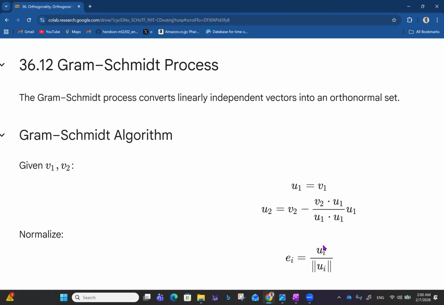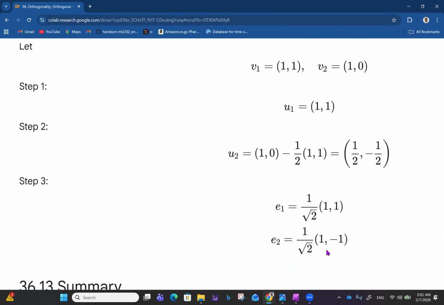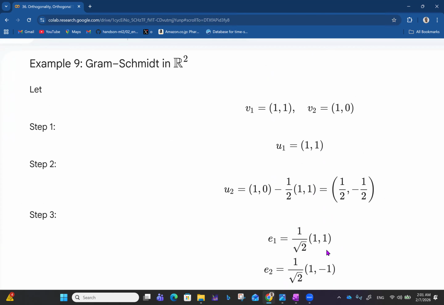Okay. So you can normalize this u2 now. So that'll be u2 over the norm of u2 like that. Okay. So let's go for this. Let's do the Gram-Schmidt in two-dimensional real number system. So let v1 be (1, 1), v2 is (1, 0). So step one, just call this v1 now, call it u1. Okay. So v1 and u1 are the same.